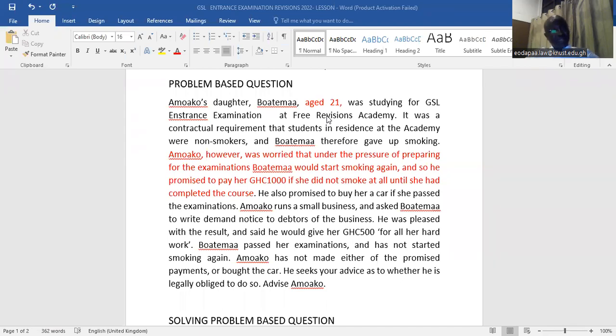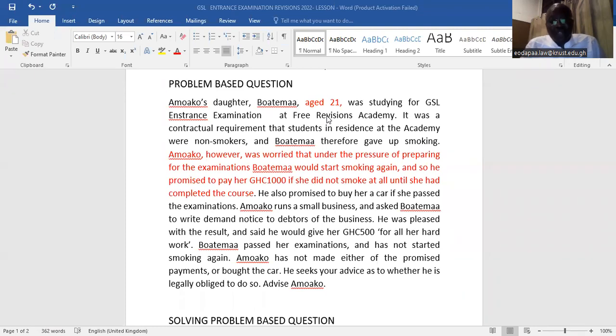Remember that? So already, assuming that contract is valid, and Boatemaa has a contractual obligation not to smoke in the contract with the academy, if that is the case, it also suggests another issue. The other issue it suggests is whether Boatemaa's original obligation not to smoke, because she has an obligation not to smoke in the contract with the academy, can be a good consideration to support the promise by the father to pay the 1,000 Ghana cedis if she does not smoke. So that is another related issue.